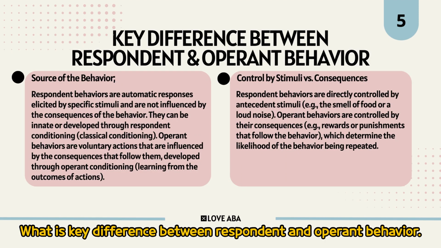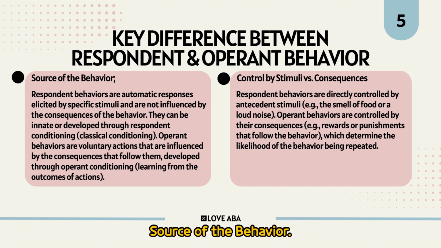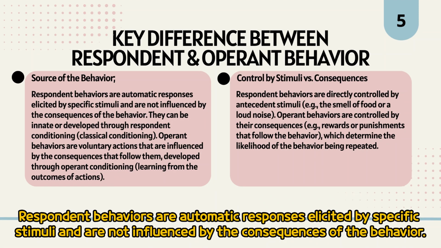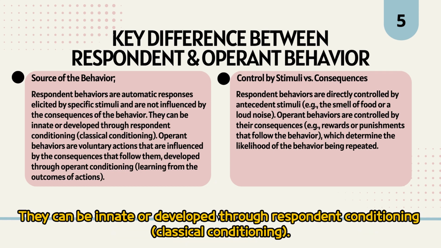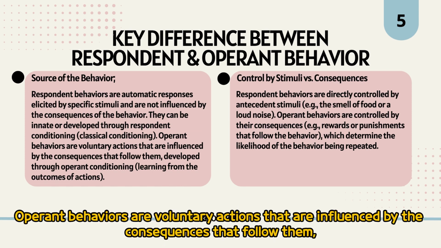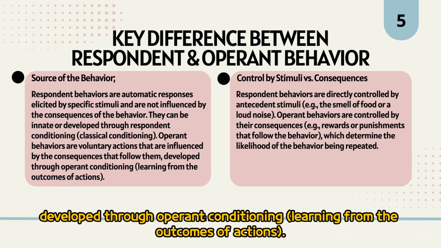What is the key difference between respondent and operant behavior? Source of the behavior. Respondent behaviors are automatic responses elicited by specific stimuli and are not influenced by the consequences of the behavior. They can be innate or developed through respondent conditioning, classical conditioning. Operant behaviors are voluntary actions that are influenced by the consequences that follow them, developed through operant conditioning, learning from the outcomes of actions.